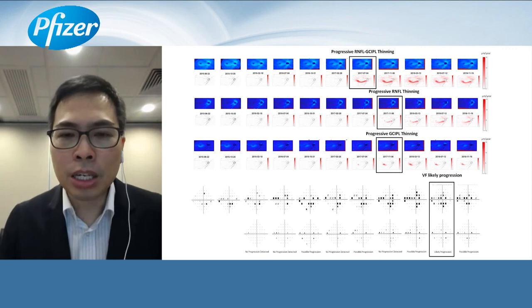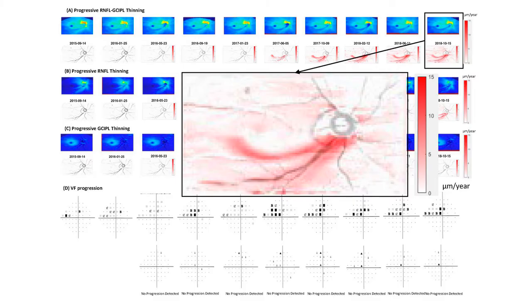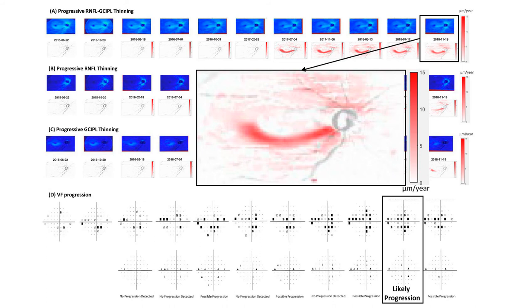In this example, you see visual field progression. But in the first example I showed you, here is the rate of change of RNFL GCIPL thinning maps, with increasing intensity of red representing a faster rate of thinning. In this example, you see a beautiful inferior arcuate defect. This is progressive thinning over the inferior arcuate region. And when you study the second example, you see a higher intensity of red. Again, we see an inferior arcuate region. So this explains why this eye also developed visual field progression, because this eye has a faster rate of thinning.